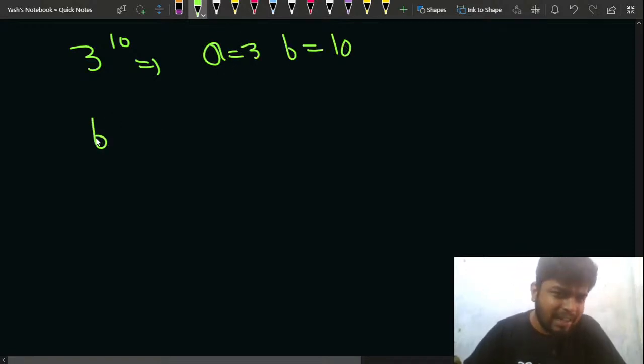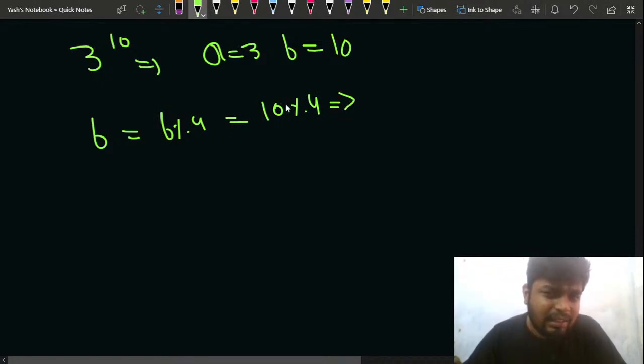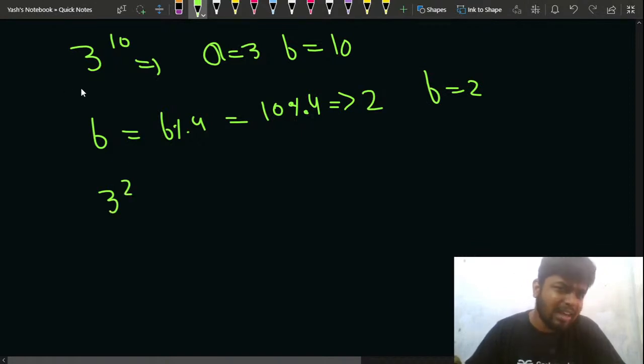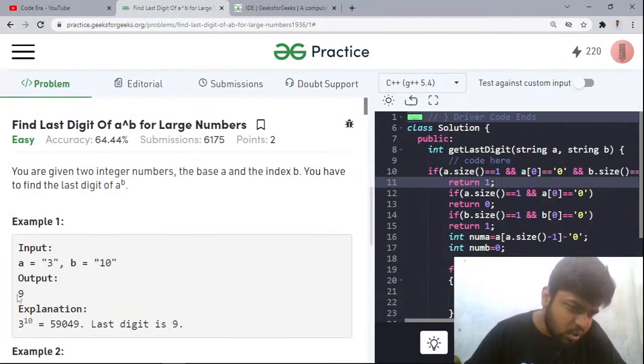So now let's update our b. So b will be b mod 4, that is 10 mod 4, because notice that the cycle is repeating after 4. So that simply indicates that now this will be 2. So now my b is 2, right? So this will be nothing but 3 to the power 2. Notice that I am taking here only the last digit, but here only one digit is present, right? 3 to the power 2 gives me 9, and let's see the answer. The answer is also 9, right?